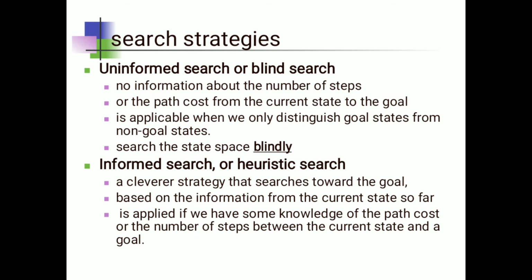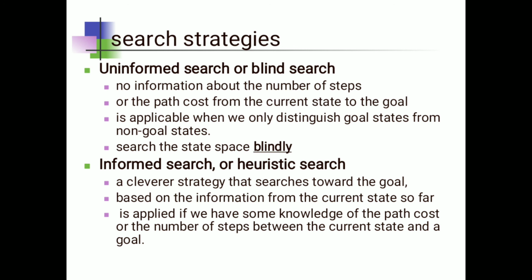What is uninformed search? Whenever there is no information about the number of steps or the path cost from the current state to the goal state. When we don't have the information about how many steps are required or what the path cost is from the current state to the goal state, then the search technique is called the uninformed search or blind search. So we are applying the search techniques in a blind manner.